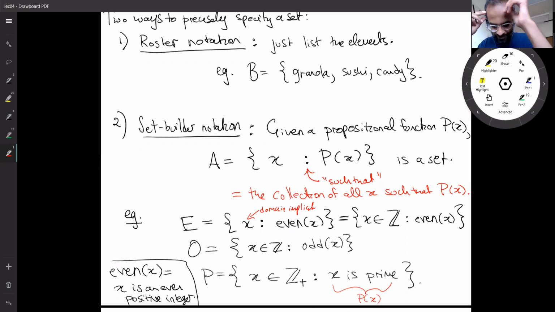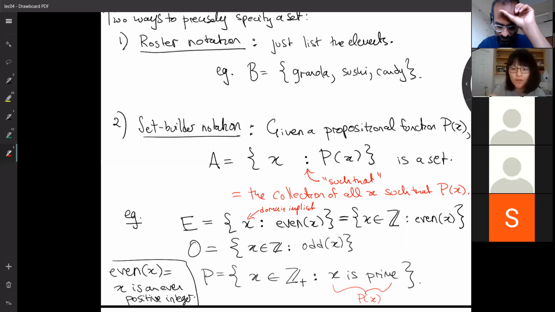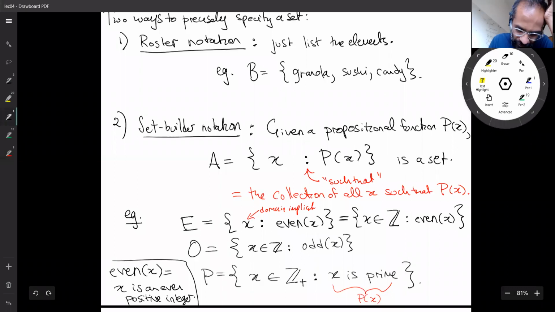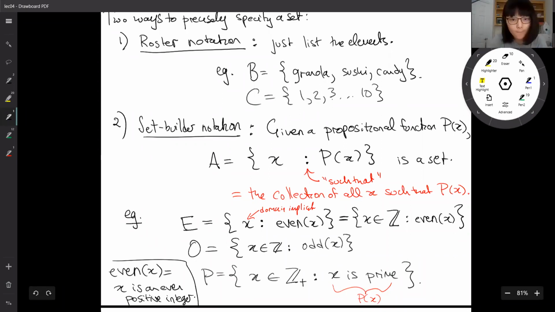So any questions about this? Kind of a question about roster notation. So for example, if we have a set of the integers 1 through 10, if we do like 1, 2, 3, ... 9, 10, is that like still roster notation, or can you not abbreviate? Yeah, so that's a great question. So let's have the set C, which is 1, 2, 3, ... 10. Yeah. Okay, this is kind of a gray area. I'd still call this roster notation because I'm not using a propositional function, right? I'm still listing it.